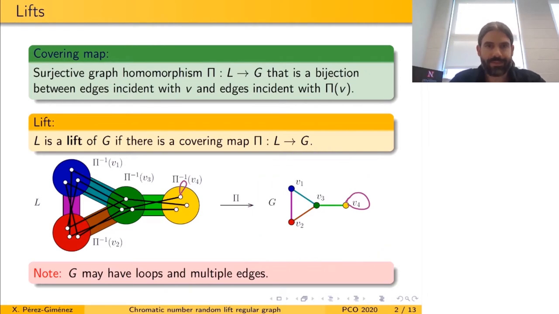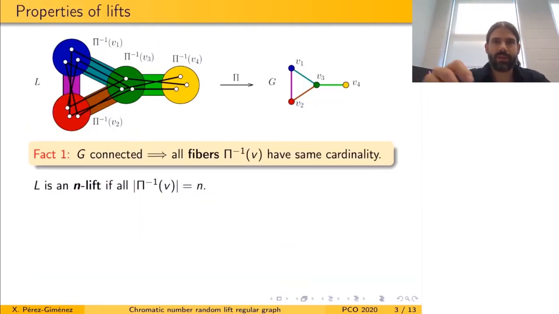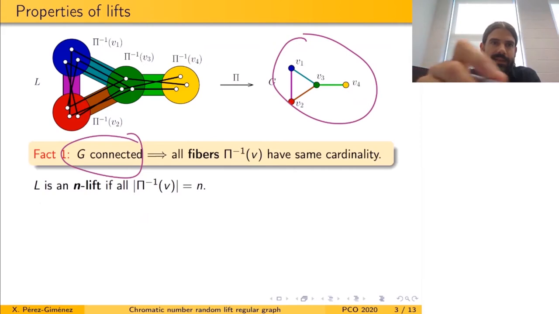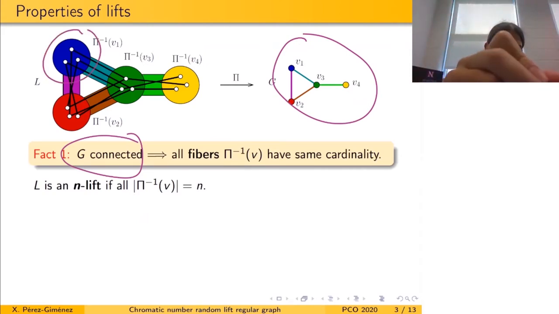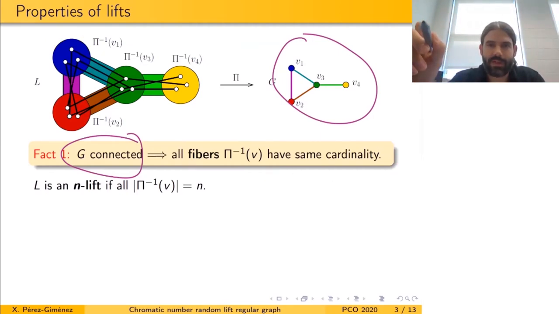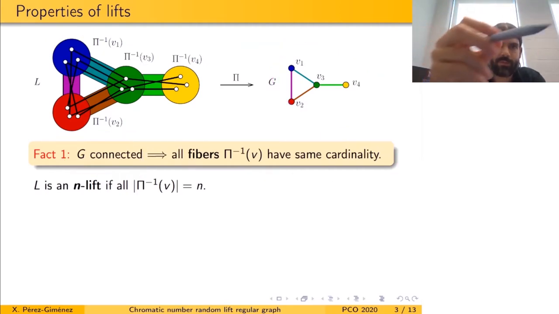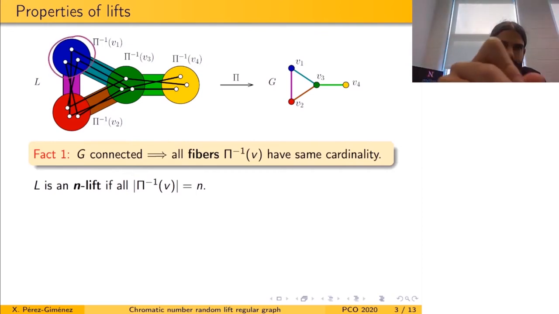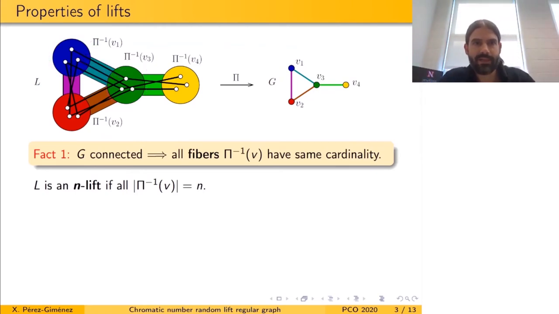Okay, so here are some very basic properties about lifts. If my base graph is connected, the lift doesn't have to be connected, but all the fibers have the same cardinality. And this follows from what I was mentioning before. Between any two adjacent fibers, I have a perfect matching. So since my base graph is connected, all the fibers have the same cardinality, which could be infinite.